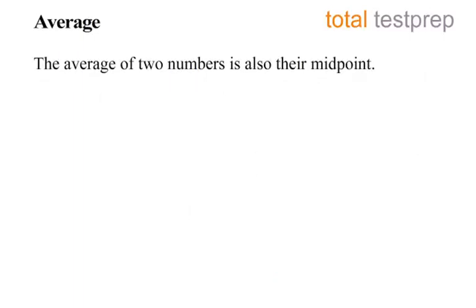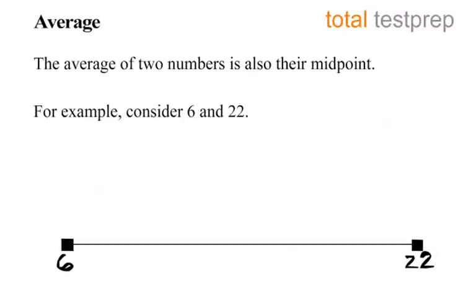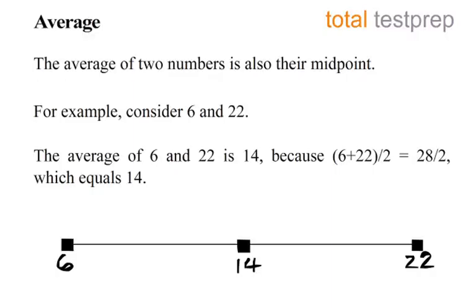Another interesting thing you should remember about average, something that might be helpful in later questions, is that the average of two numbers is also their midpoint. For example, consider 6 and 22. The average of 6 and 22 is 14 because 6 plus 22 divided by 2 is equal to 28 divided by 2, which equals 14. To find the average of 6 and 22, we use the formula as usual. We find the sum, we divide it by the number of numbers. Since there's two numbers, that's why we're dividing by 2. So the average of 6 and 22 is 14.